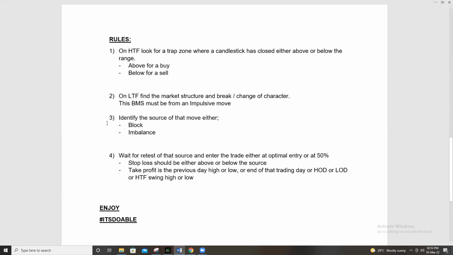Number 3, now you've had your break of market structure from an impulsive move. Number 3, identify the source of that move. Which move? The impulsive move that broke the structure. You need to know where it came from. Did it come from a block or did it come from an imbalance?